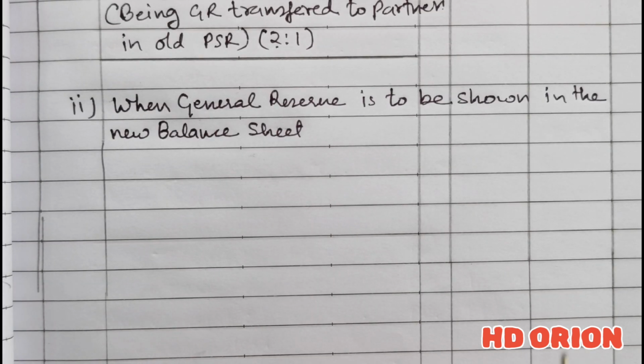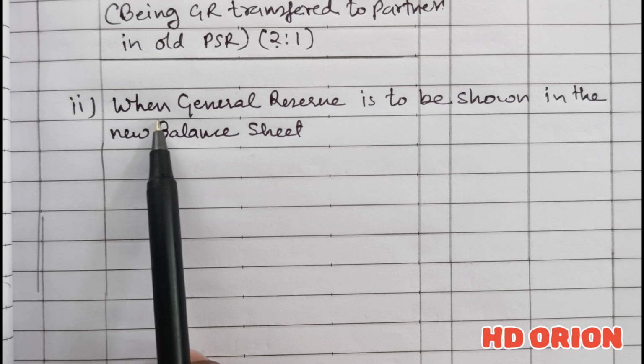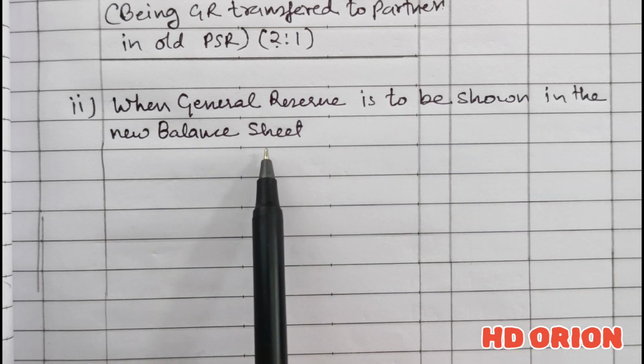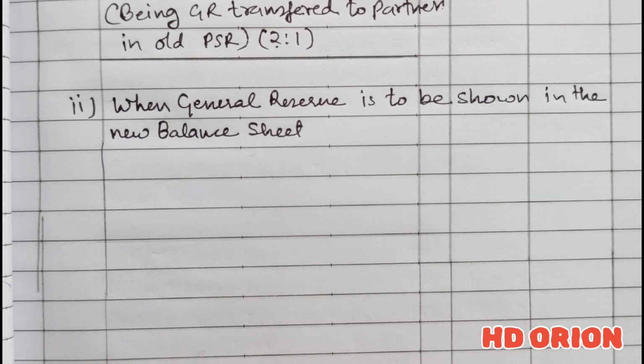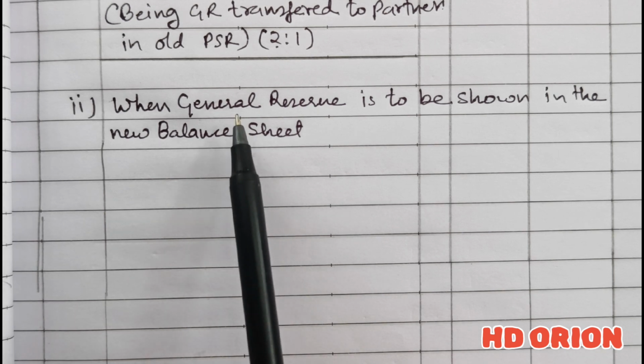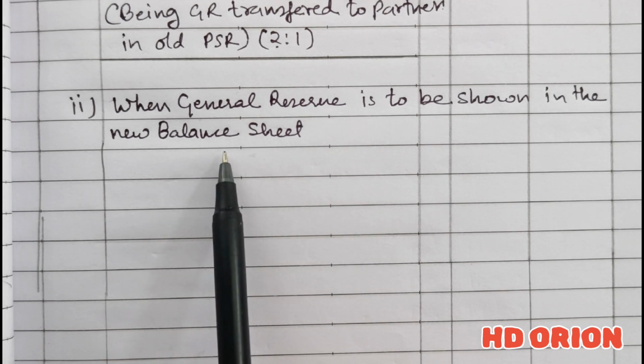Now, in the second part of the question, which says that when general reserve is to be shown in the new balance sheet, what does it mean? Old balance sheet is the balance sheet before change in profit sharing ratio. And new balance sheet is the balance sheet which is prepared after the change in profit sharing ratio. But here it says that general reserve is to be shown in the new balance sheet.